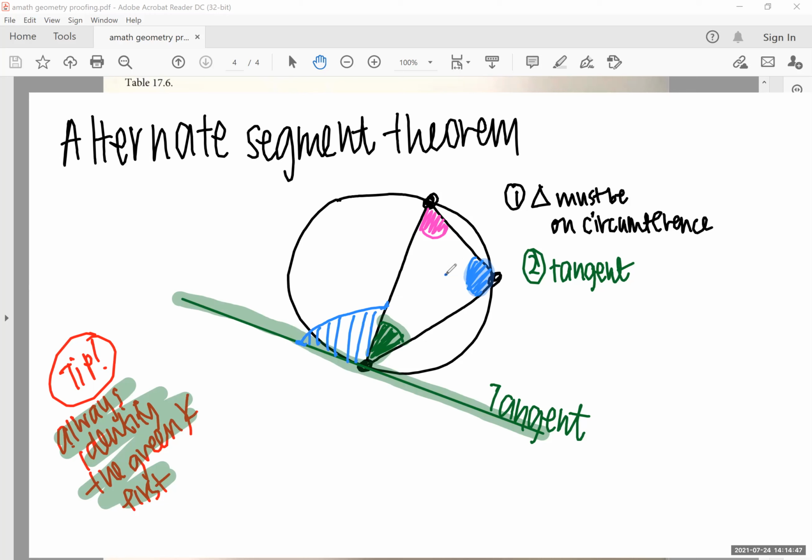For example, if this angle is 30 degrees, this angle is 30 degrees. Maybe it doesn't make sense to be 30. Let's make it 80 degrees and 80 degrees. The next one is the one in pink. The one in pink right here, if it is, for example, 50 degrees, means this angle here is 50 degrees. And that is how you use the alternate segment theorem. Got it? Yes. So that's it.